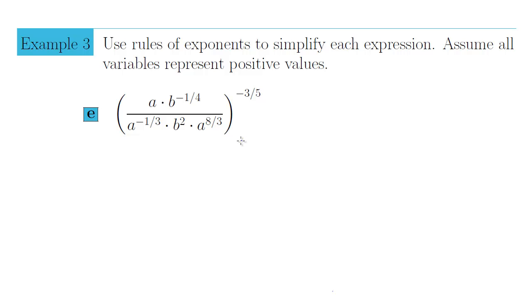to simplify this expression. In our quotient, we have a times b to the negative 1/4 in the numerator, and a raised to the negative 1/3 times b to the second times a to the 8/3 in the denominator. And again, that whole quotient being raised to the negative 3/5 power.